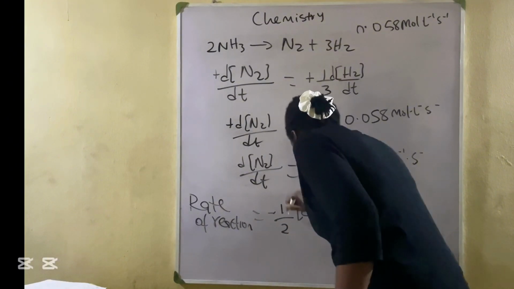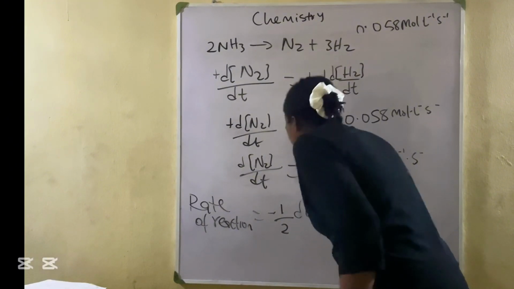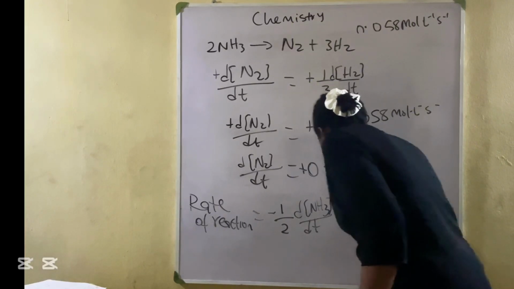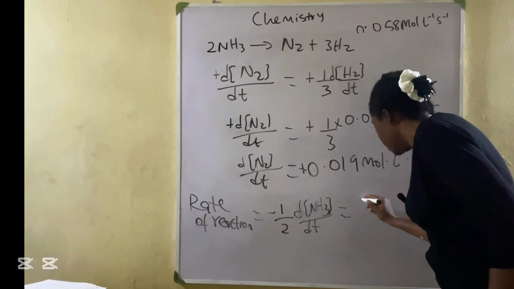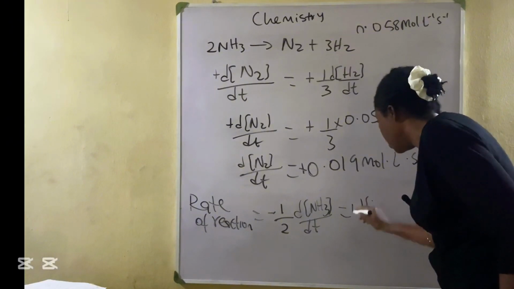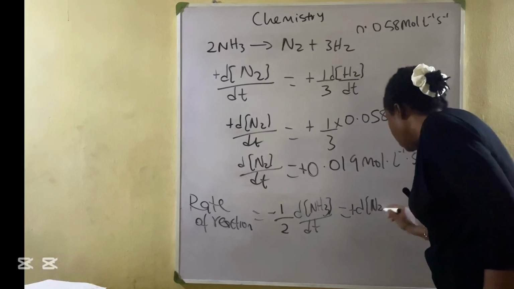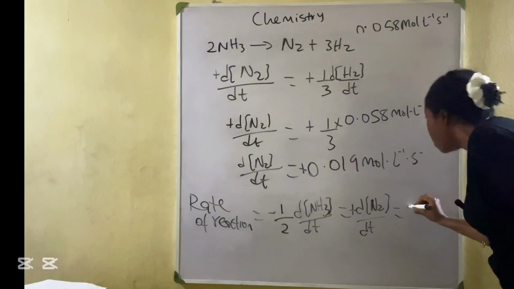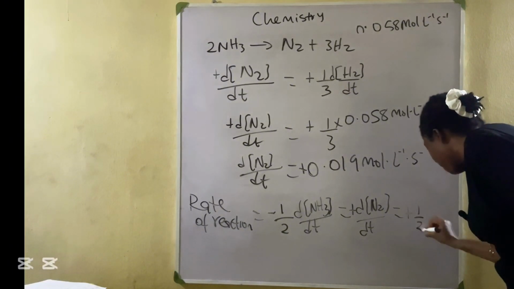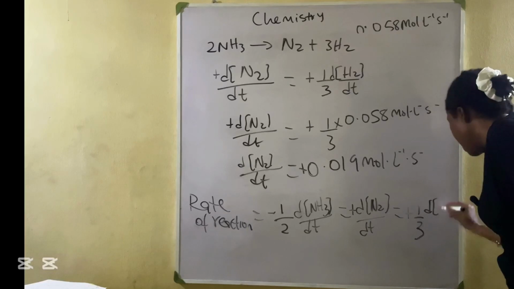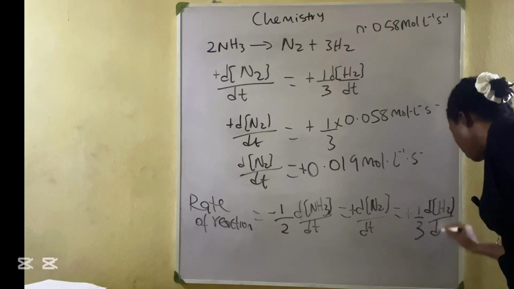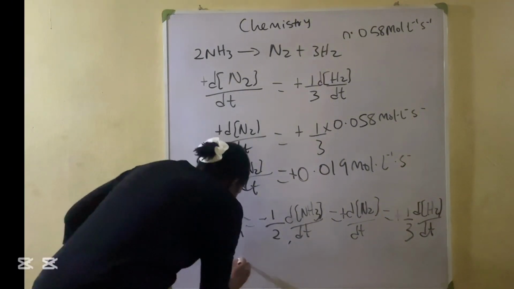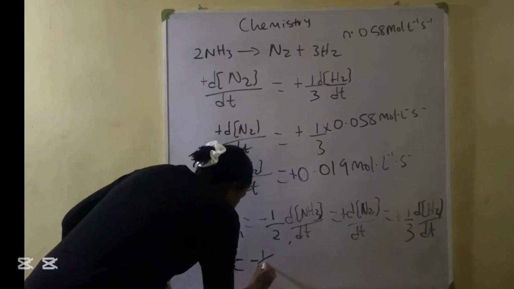Change in the concentration of ammonia over change in time equals plus change in the concentration of nitrogen over time, which equals plus 1/3 change in concentration of hydrogen over change in time. So the rate of reaction is equal to minus 1/2.